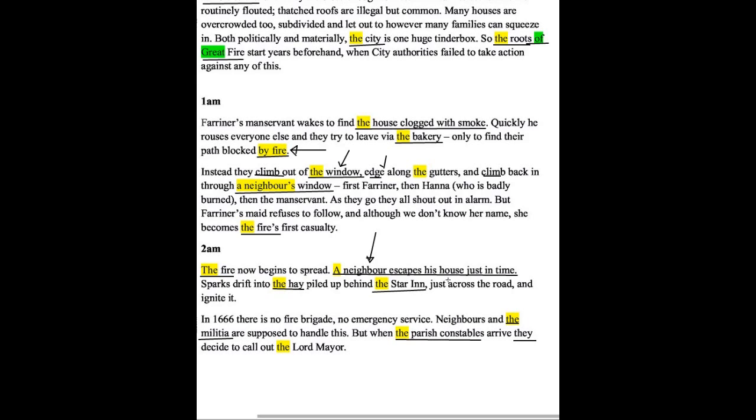It's quite definite. The parish constables arrived who decided to call out the Lord Mayor, and there's still only one Lord Mayor of London.